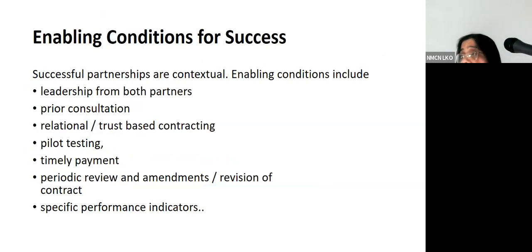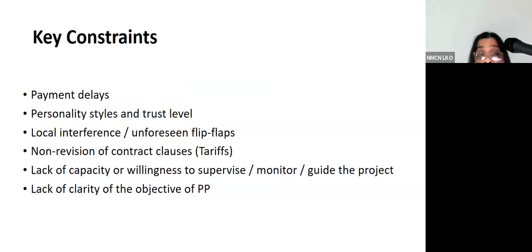Enabling conditions for success from either side, public and private partner, the institute and the service providers: there should be leadership from both the partners, there should be prior consultations, and rational and trust-based contracting is to be made. Pilot testing can be done. The payment is most important, so payment should be done timely. Periodic review and amendment should be done, and specific performance indicators set. The key constraint, again, is the payment. So the best is to draw the escrow account just to make payment transparent.